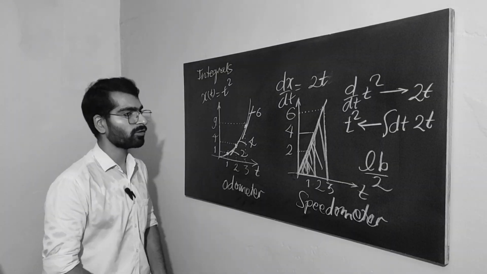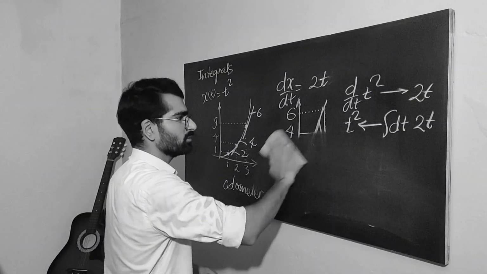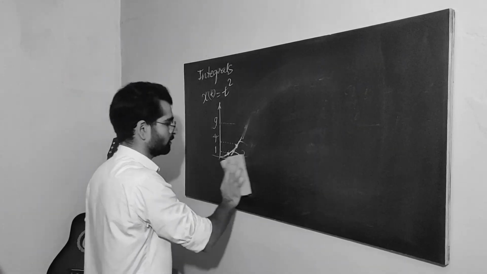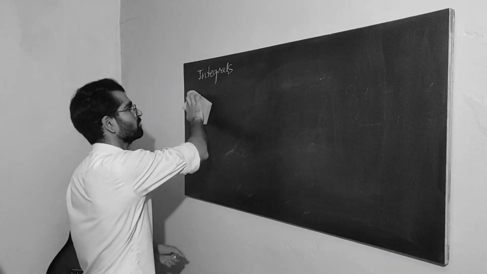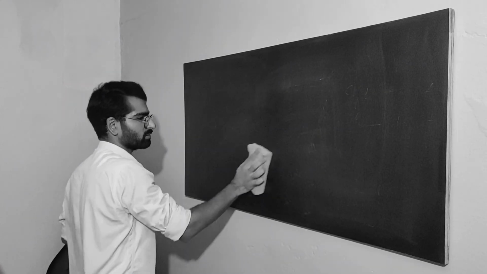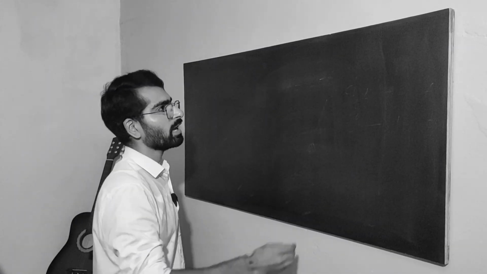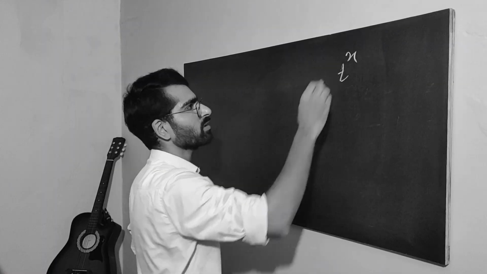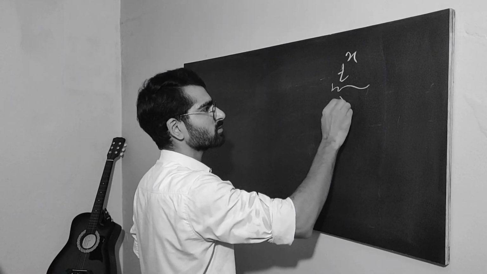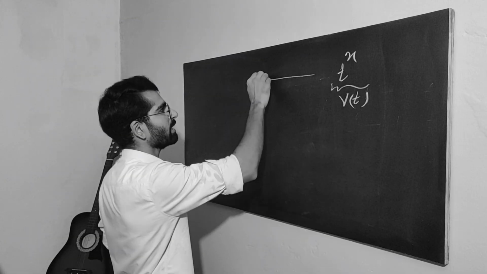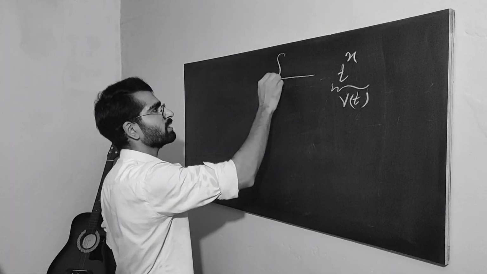So we are looking for antiderivatives. First I want to talk about that, then I will get back to this idea that the area under the curve gives you distance traveled. So if I have a function t to the n and still the velocity function v of t, then what is the antiderivative of it? What is the integral function?